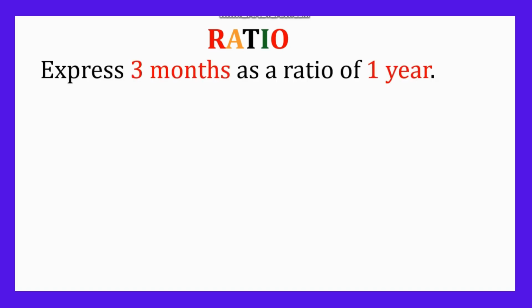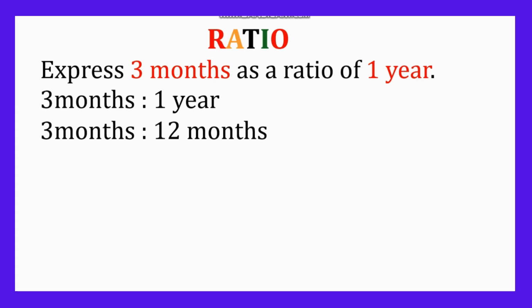Now let's look at this example. It says express 3 months as a ratio of 1 year. Now, 3 months and 1 year are not in the same unit, so we need to take them to the same unit. And we know that a year equals 12 months, and so we have to put that as 3 months to 12 months.